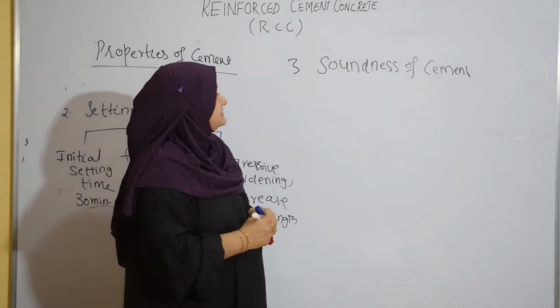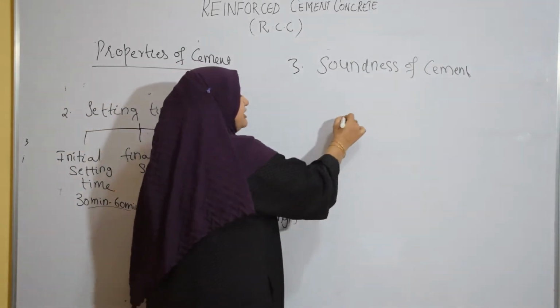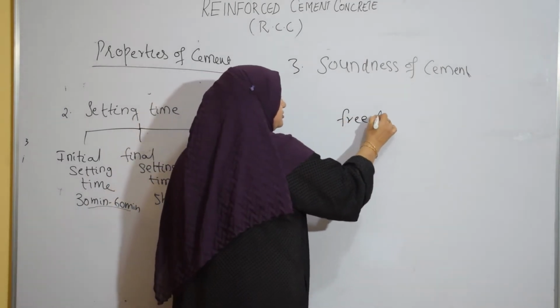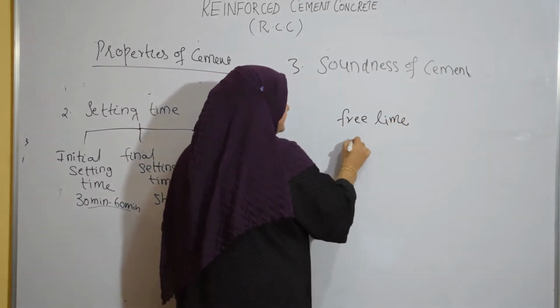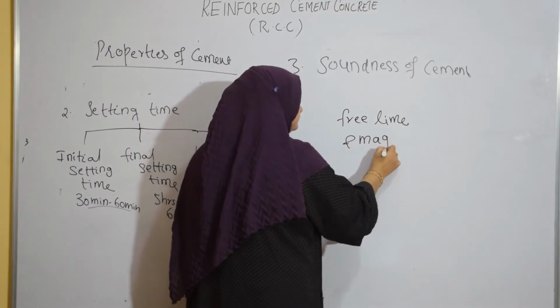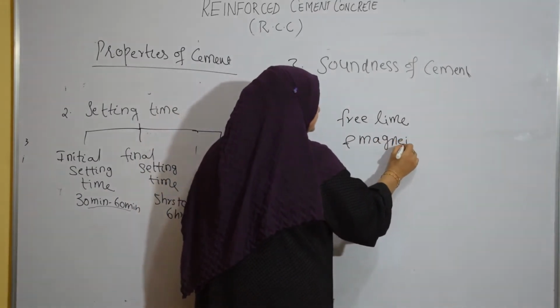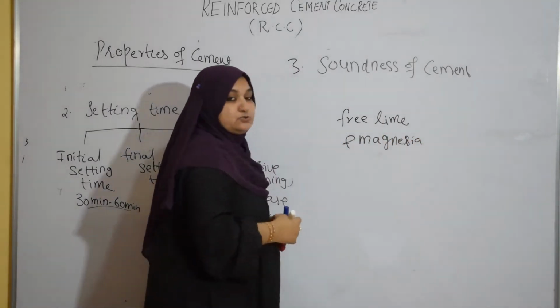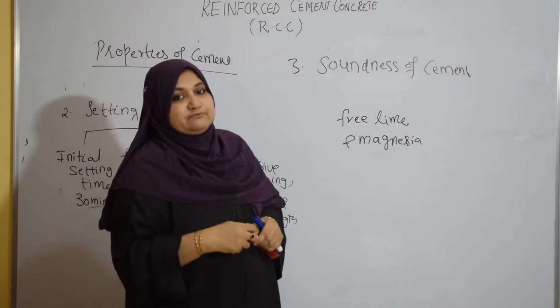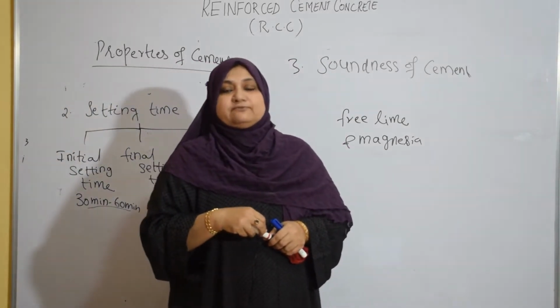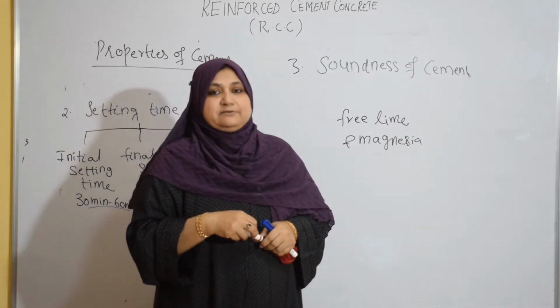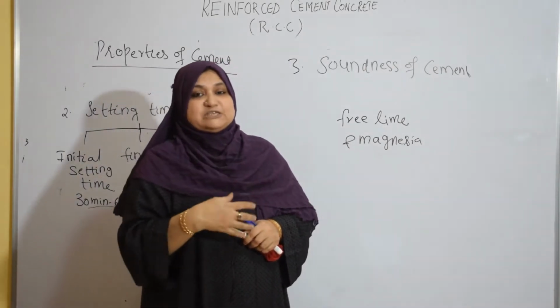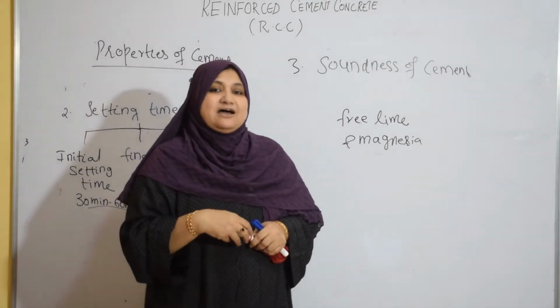Okay, this undesirable expansion is due to the presence of free lime and magnesia. Due to the excessive presence of these two, there will be an expansion of the constituents of the cement. So that is undesirable. When we have more expansion, then we call that cement unsound cement.